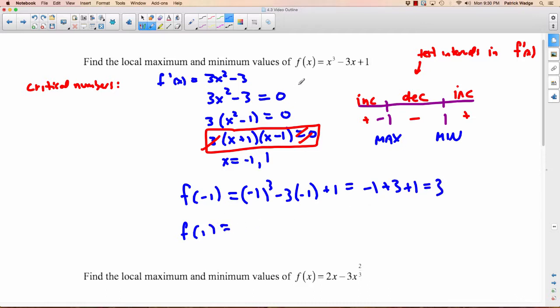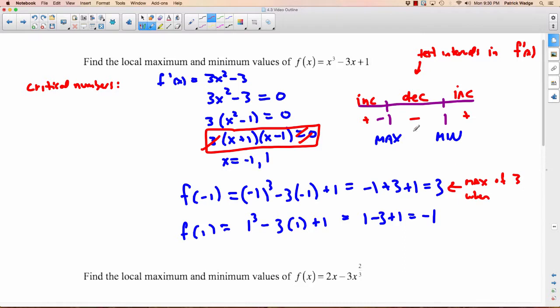If you put f of 1, that means you plug 1 into here, you get 1 cubed minus 3 times 1 plus 1. That's 1 minus 3 plus 1. What's that equal? -1. Okay, so what we've just found out is that there is a maximum of 3, that's the biggest output or the biggest y value. When do you get that? When x equals -1. And we have a minimum value of -1. When do you get that? When x equals 1.